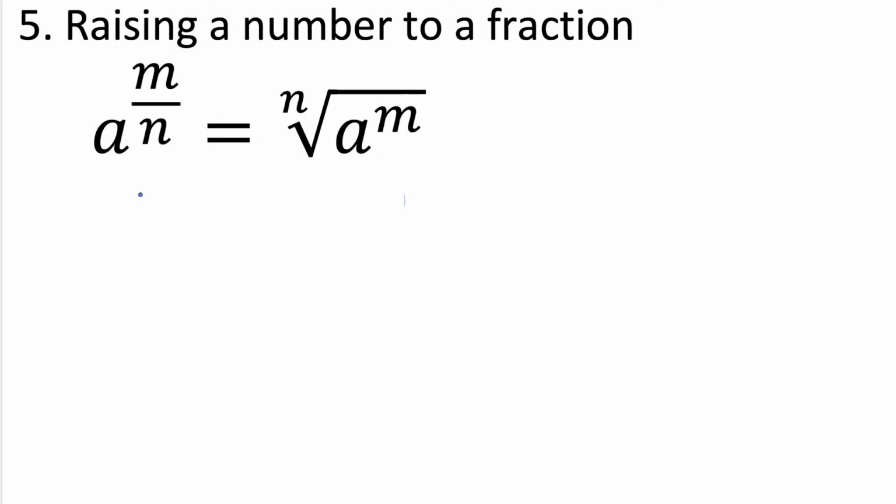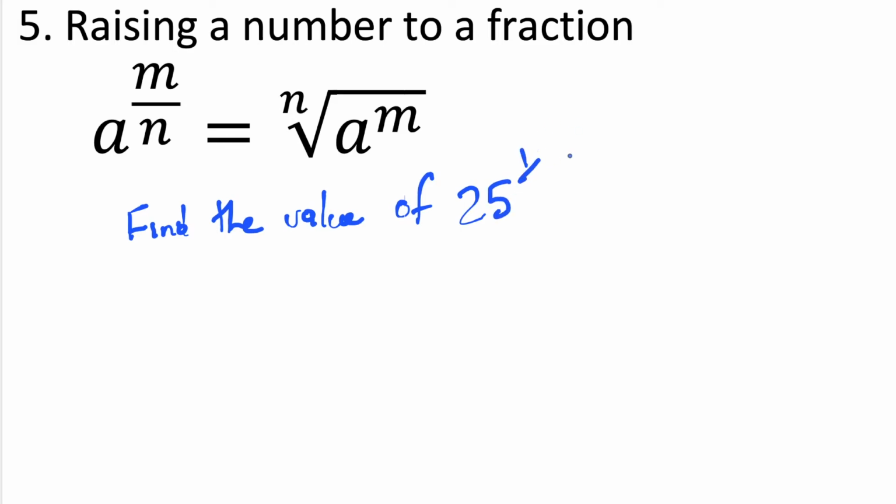Now, for example, if you're asked to find the value of 25 raised to the power of half, then we're going to have 25. Now, we can draw the root first. Now, the 25 is going to be the base. The number that is in the numerator is going to tell us the index, and the number that is in the denominator is going to tell us the root. So since this is 2, then therefore we know that this is a square root sign.